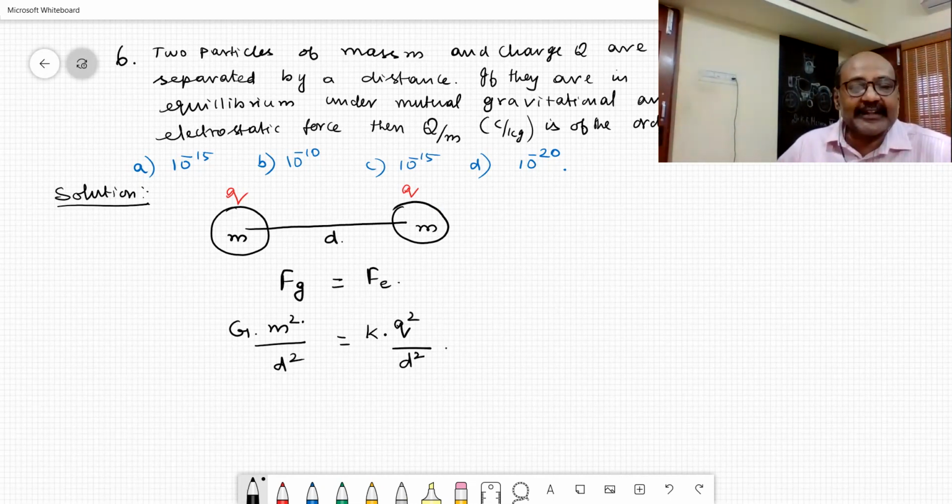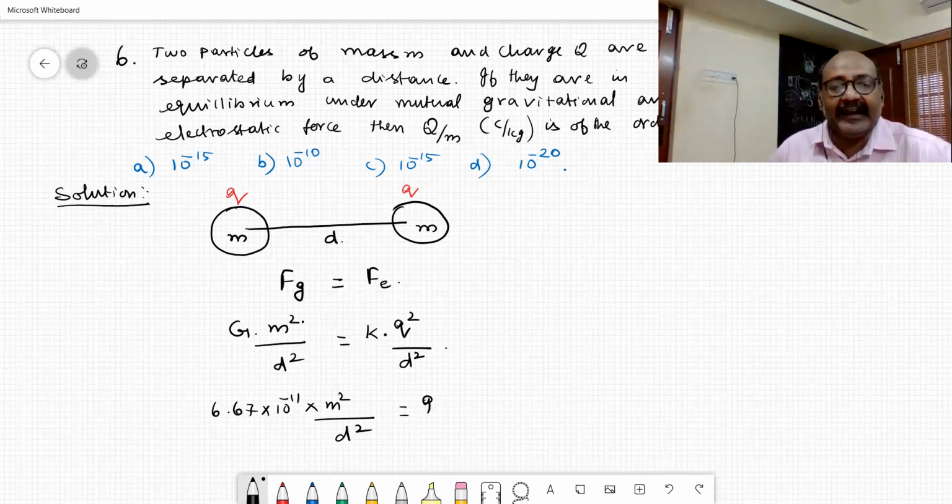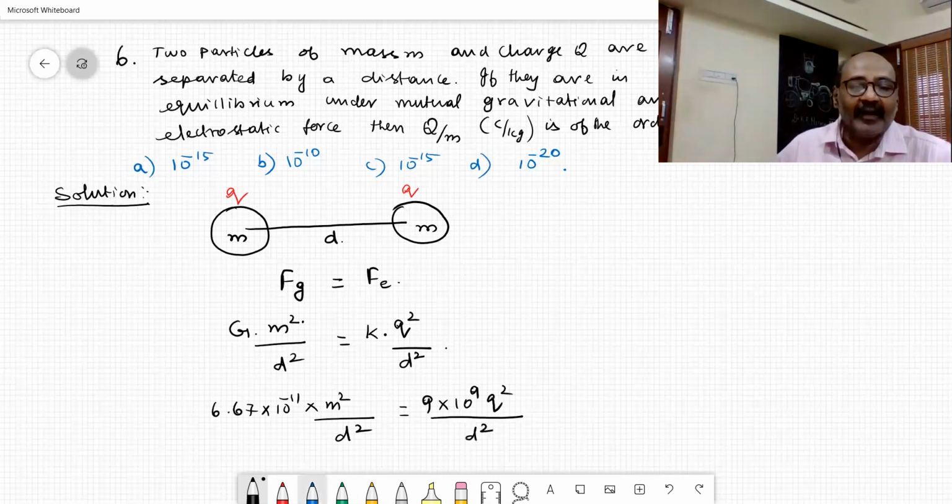So on substituting the values for G, I can write 6.67 into 10 to the power of minus 11 multiplied with m square divided by d square is equal to, what is the constant k in case of electrostatics? It is 9 into 10 to the power of 9 Newton meter square per coulomb square into q square divided by d square. On simplifying, this d square and this d square will get cancelled.